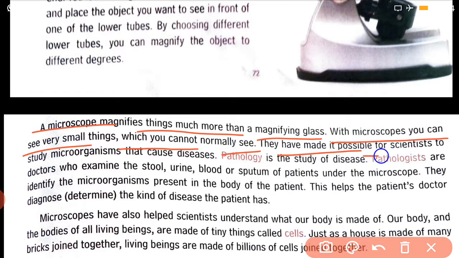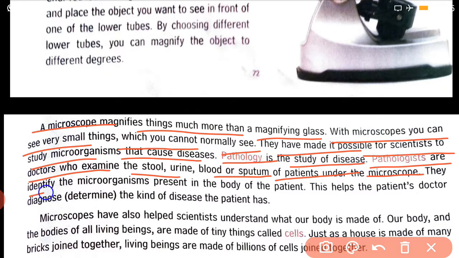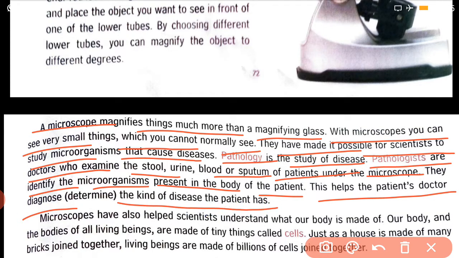They have made it possible for scientists to study microorganisms that cause diseases. Pathology is the study of disease. Pathologists are doctors who examine the stool, urine, blood, or sputum of patients under the microscope. They identify the microorganisms present in the body of the patient. This helps the patient's doctor determine the kind of disease the patient has.